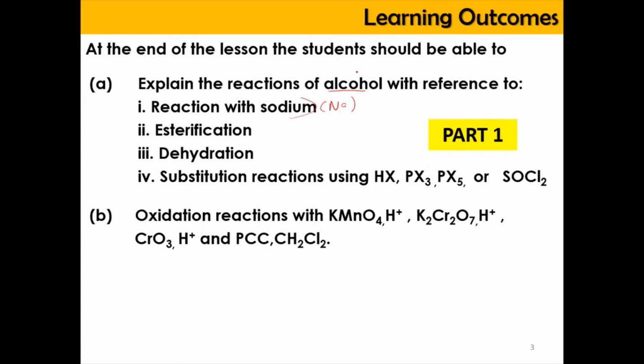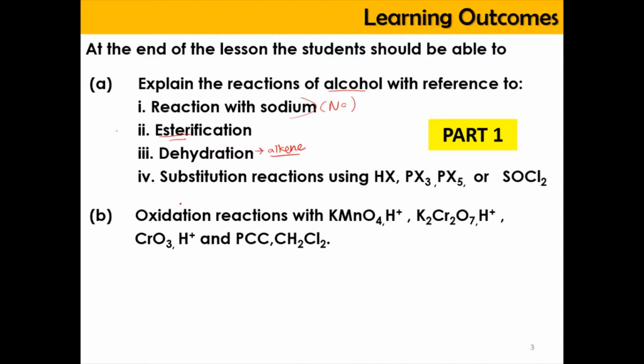Also, we're going to look into the reaction of alcohol with carboxylic acid in order to produce an ester. And this process is known as esterification. And we're also going to look into the dehydration of alcohol, which is the same thing as what we have learned in the chapter of alkene.